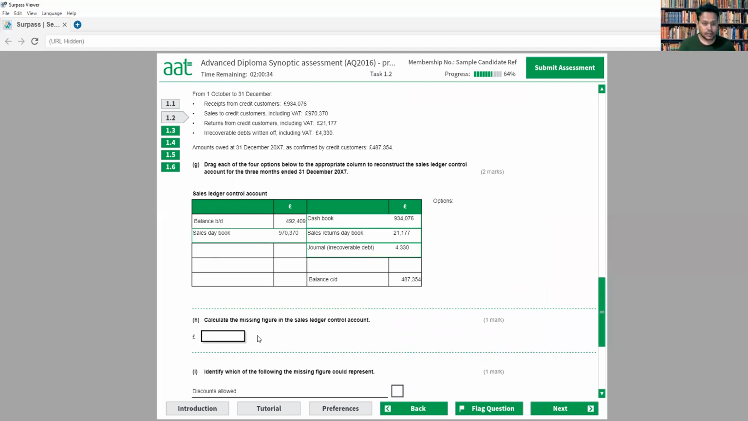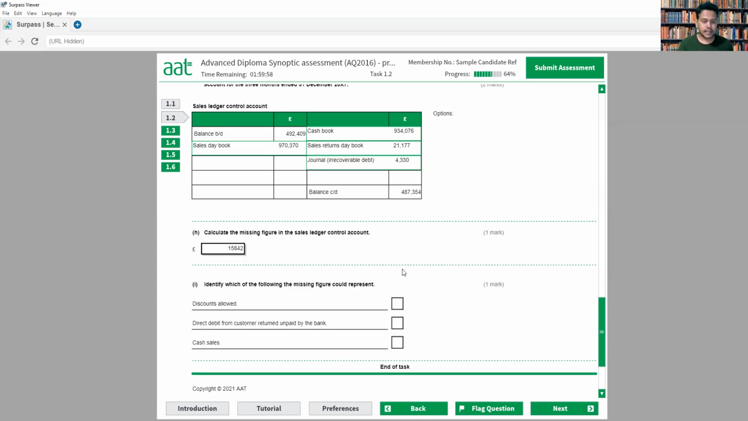Now they're saying calculate the missing figure in the sales ledger control. That means we add the debit side and we add the credit side. If there is any difference, then we're going to write it here, because maybe it is not matching. It's supposed to match, but it's not matching here. So if we add the debit side and we minus the credit side, including the balance c/d, the difference is 15,842. That means this amount is still short, it is on the credit side, and we don't know what it is.